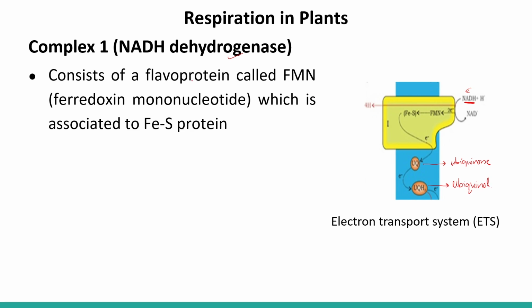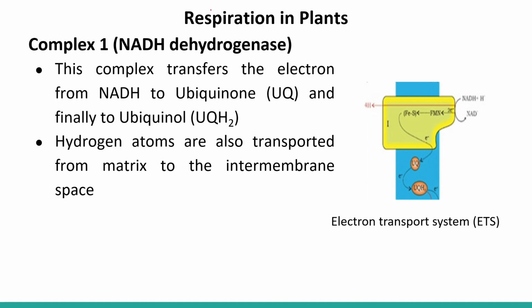Now you can see NADH dehydrogenase. What is it? It is an FMN protein, flavin mononucleotide, and it is associated with the iron sulfur protein. So here you can see electrons are transferred to the ubiquinone and finally to ubiquinol. Alright, this we have already discussed.